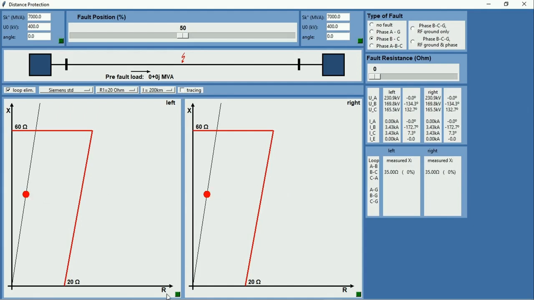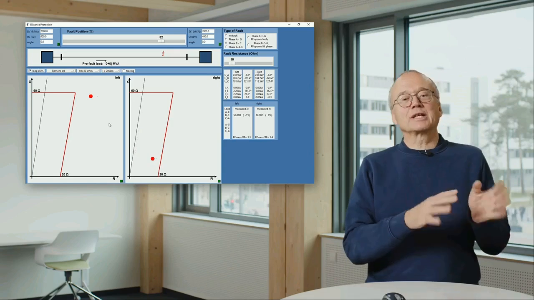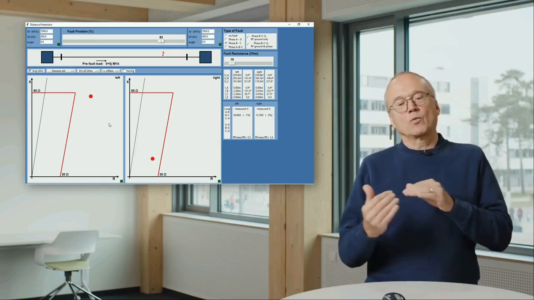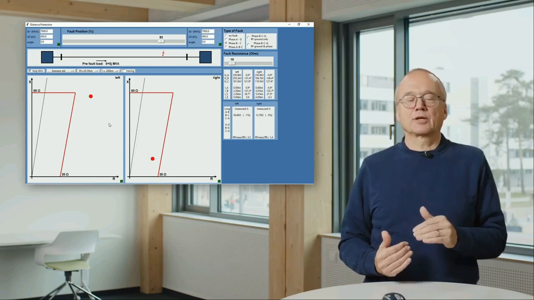Okay, now we can make the fault closer to the limit. Maybe we have a fault here. And now do the same thing. We see we move still horizontally, but what we see now is, let us say we take 10 ohms. Here the left relay is already outside the characteristic, whereas the right relay is still inside the characteristic.